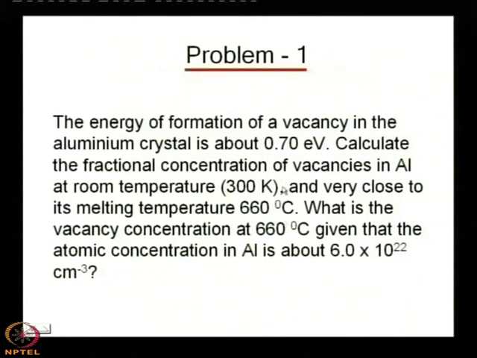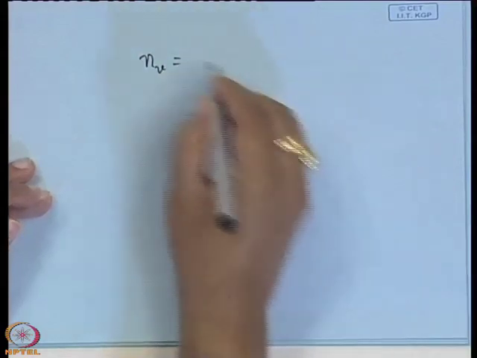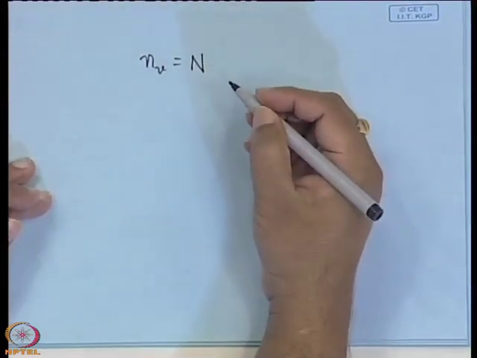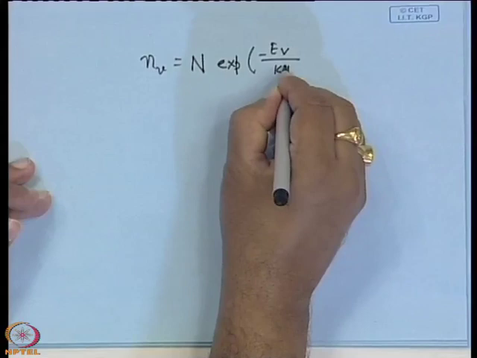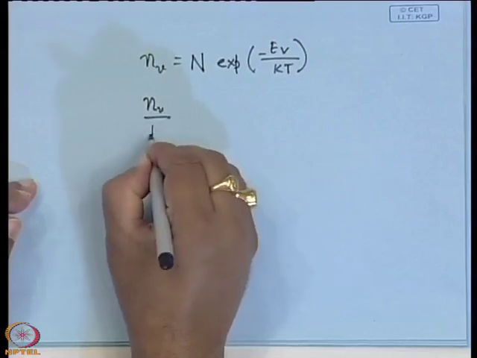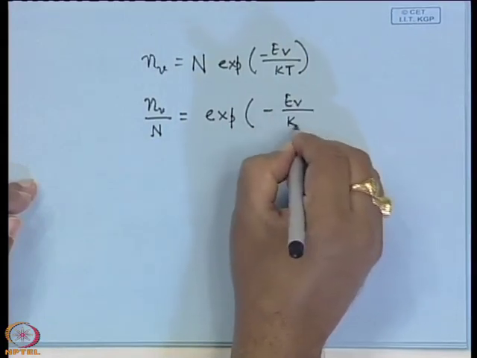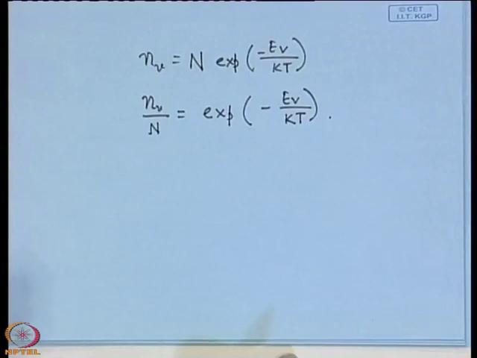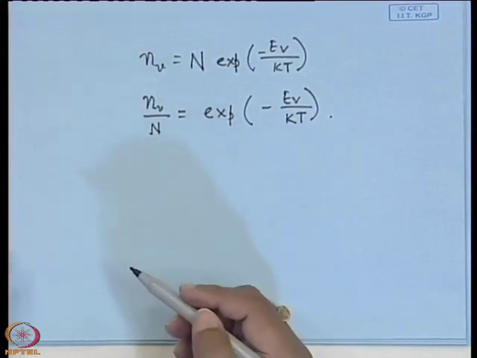Now, what is the fractional concentration of vacancy? It is N V by N. You see that N V, that means the vacancy concentration, is given by the number of atoms per cc in the crystal times exponential minus E V by k T. Fractional concentration means N V by N, that equals exponential minus E V by k T. That is the fractional concentration of vacancy.